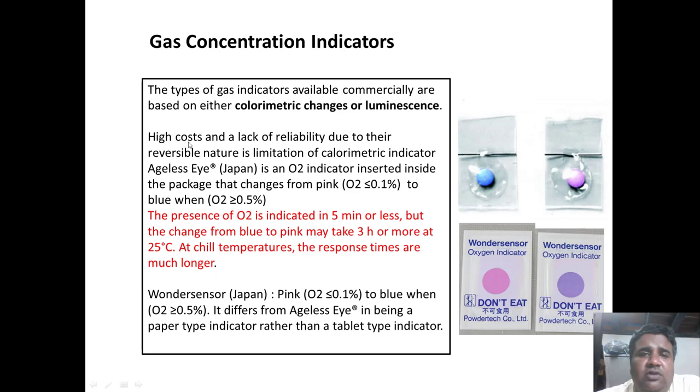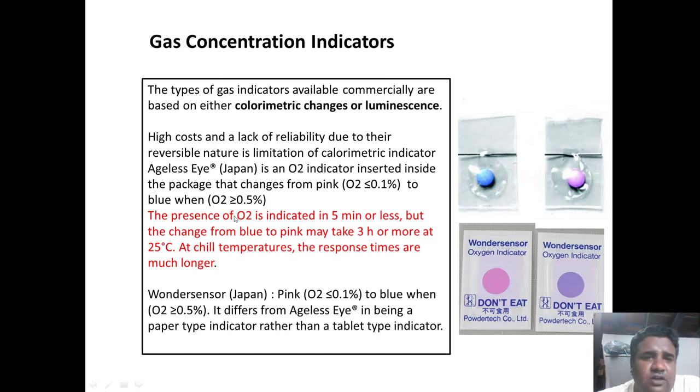Fine. So if we talk about the colorimetric indicators, then the popular ones are the Ageless Eye and the Wonder Sensor. Both are from Japan, and the high cost and lack of reliability due to their reversible nature is a limitation of these colorimetric indicators. The main difference between the Ageless Eye and the Wonder Sensor is that Ageless Eye is a tablet type of indicator, and the Wonder Sensor is a paper type of indicator.